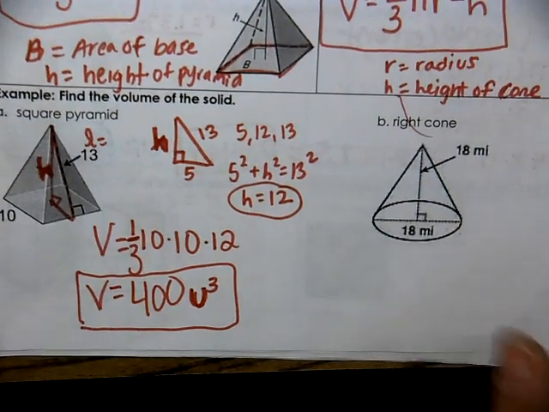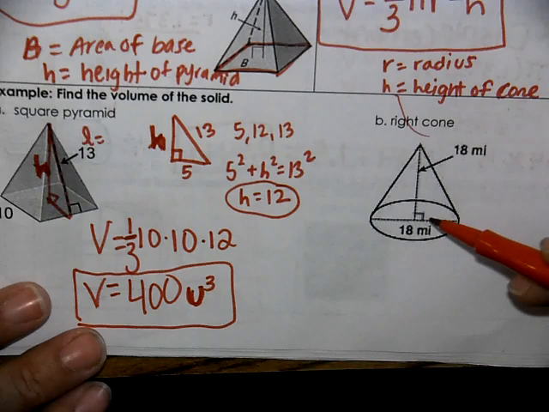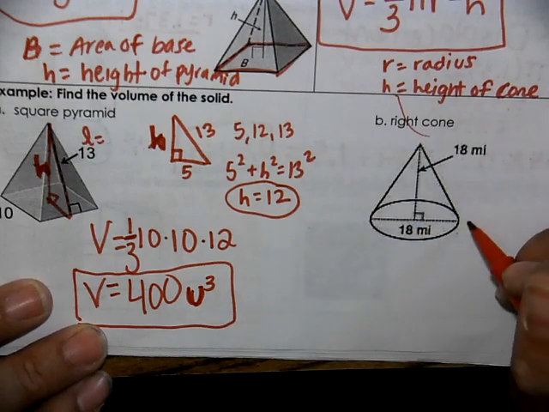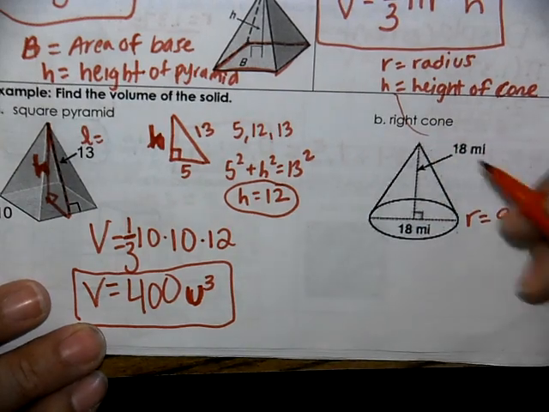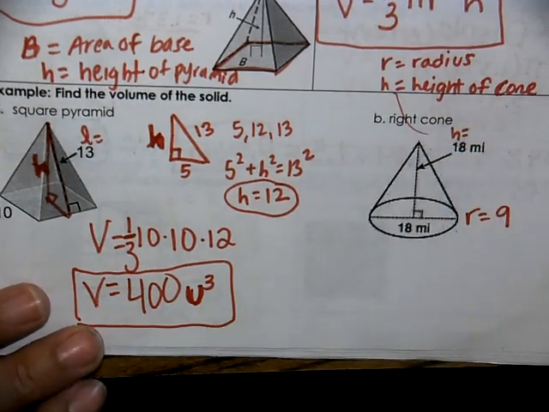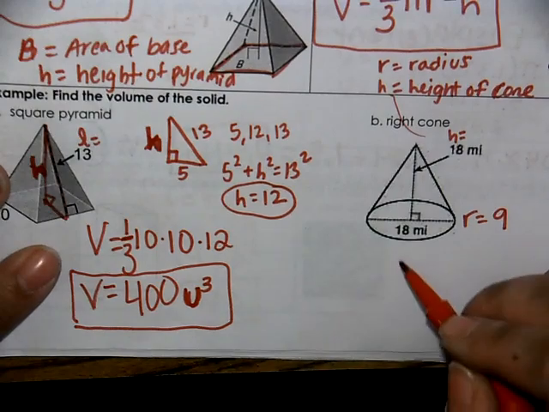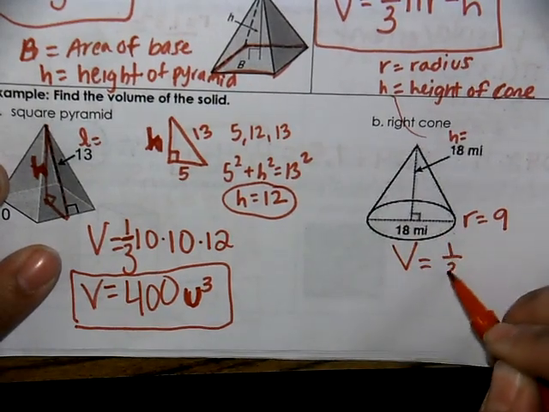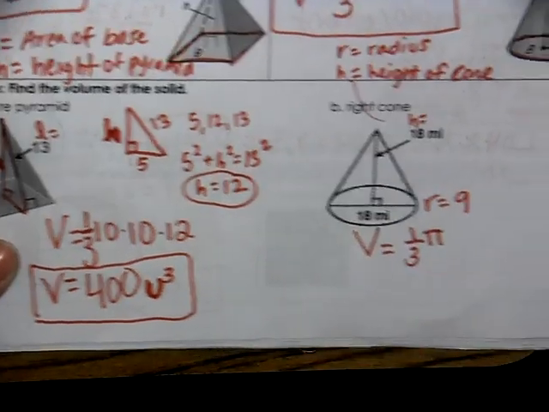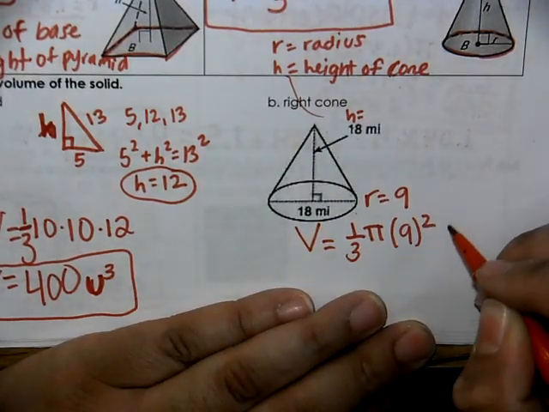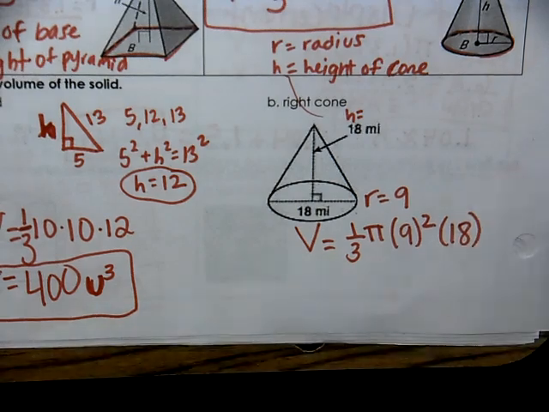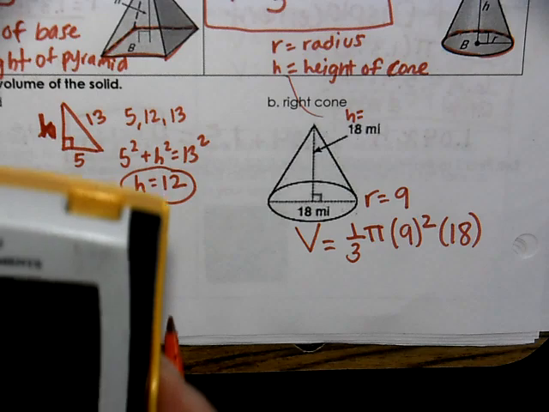The cone, same idea on this next one. It tells me the diameter is 18, which means the radius is 9, and it tells me the height is 18, which is exactly what I need, and I don't have to calculate anything else special. So volume would be 1/3 pi r, which is 9, squared, and then 18 for the height, and everything's in miles. I'll write my final answer in miles as well, but we grab our answer.